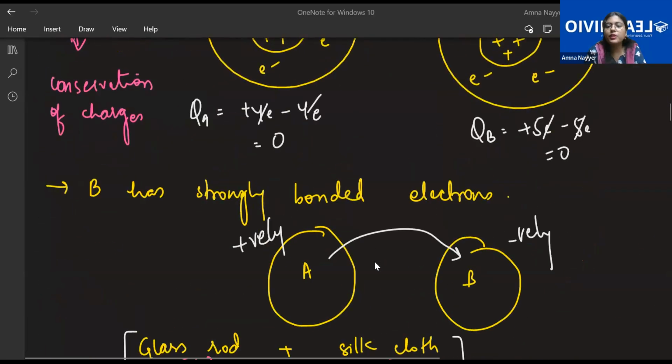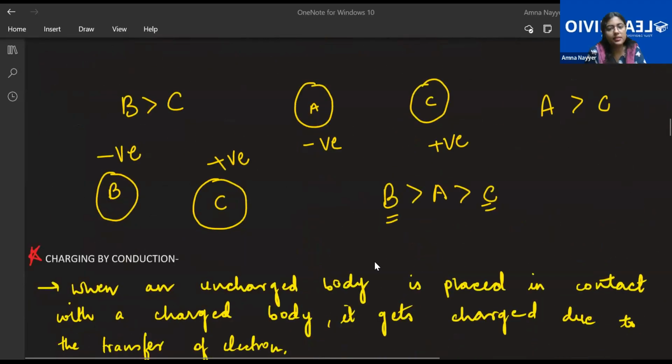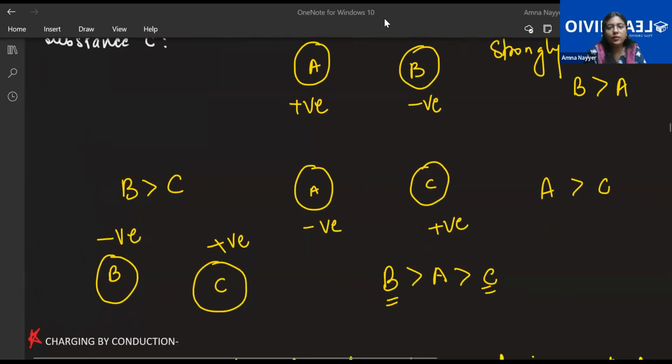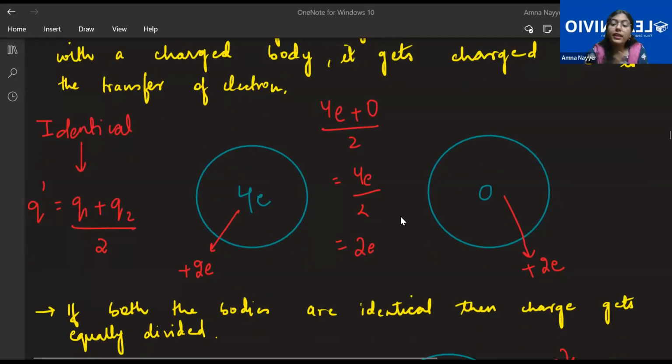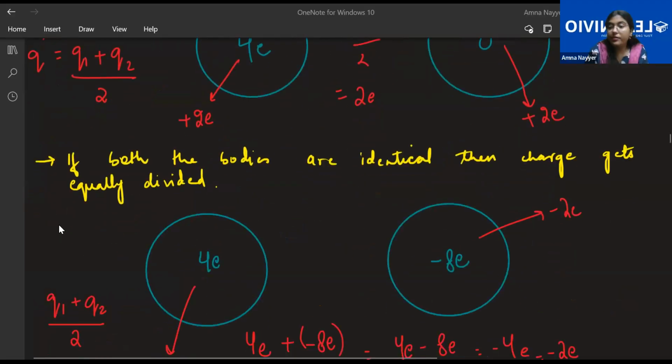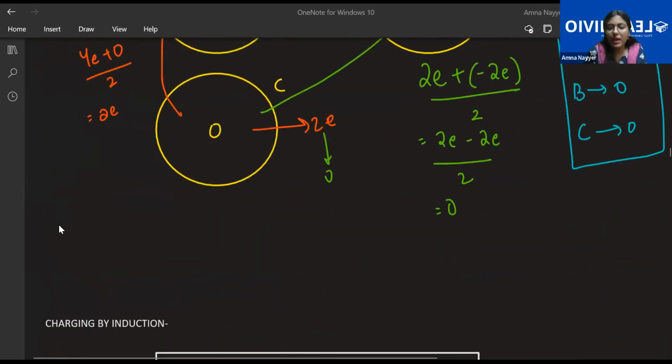Then in charging by friction, we saw two bodies are rubbed against each other, and this question we saw. After that, we have seen charging by conduction, which will be utilized in Coulomb's law also. In charging by conduction, two bodies are just placed beside each other, not rubbed against one another. When two bodies are identical, the charge gets divided equally, so you just use the formula (Q1 + Q2)/2. We practiced a question also.